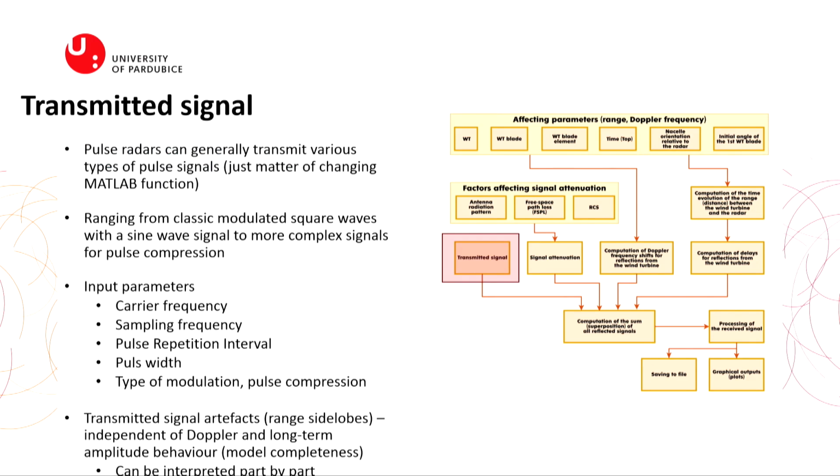Now we go for the transmitted signal. As you know, pulse radars can generate and transmit various types of pulse signals. It is just a matter of changing the function. And honestly, I think that the majority of them are already programmed. Usually we use our own function. Why? Because I have more control over my functions than over built-in functions, because sometimes they use a different definition of parameters. It does not mean that it is wrong, but I like control on this, so it is better to develop your own.